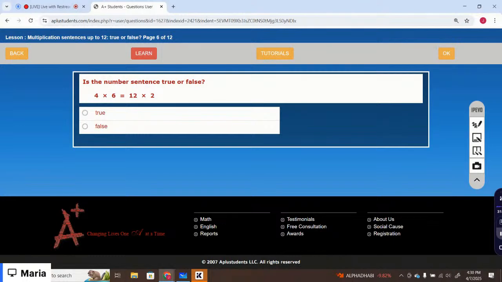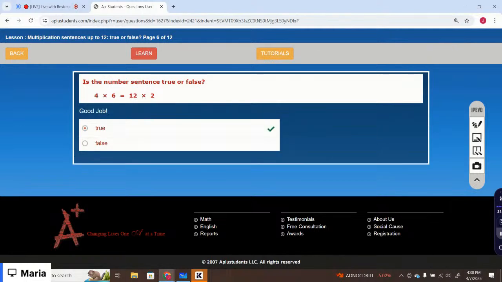Is the number sentence true or false? 4 times 6 equals 2 times 12. Option number 1 is the correct option. True it is.